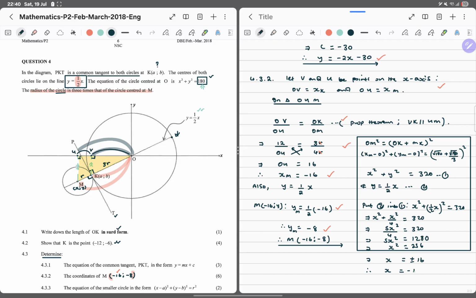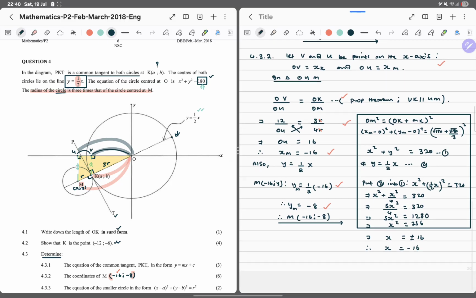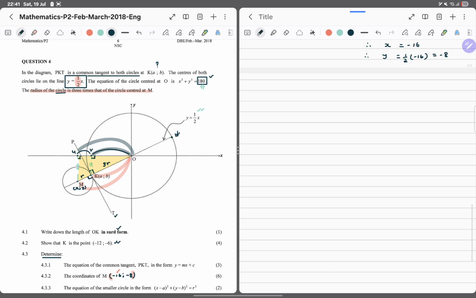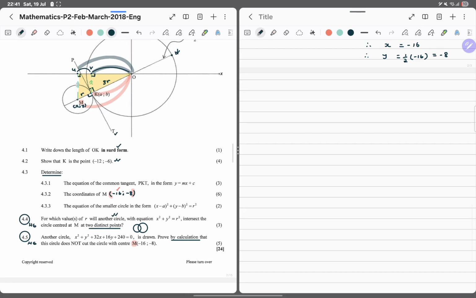Therefore, x is minus 16. Okay? And therefore, y is going to be half of minus 16, which is minus 8. Okay? So that's how one could use simultaneous equations to sort out issues there. Just wanted to show it in case that's the only way you thought about it, or at least to give you a nice practice.